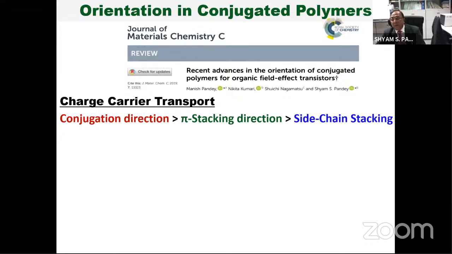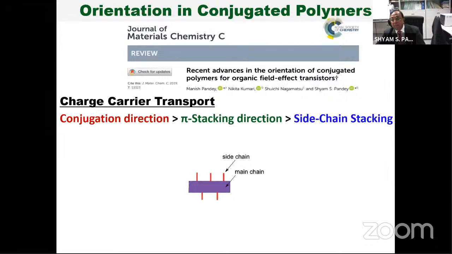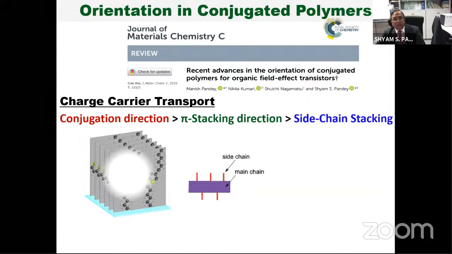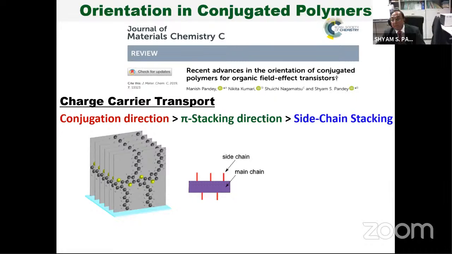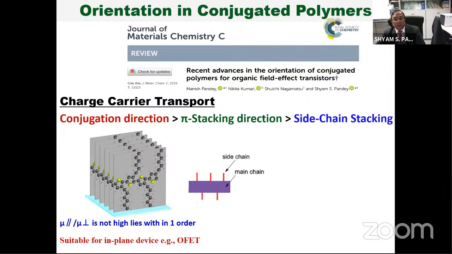As we know, the charge transport in these quasi one-dimensional conjugated polymers is highest in the conjugation direction, then the pi-pi stacking direction, and then the side chain stacking direction. Take an example of the side chain and the main polymeric frame. Depending on the processing condition, they attain edge-on conformation, like standing. Alkyl chains are out of plane, and pi-pi stacking is in the same plane. Such molecular orientation is suitable for in-plane charge transport like field effect transistors.